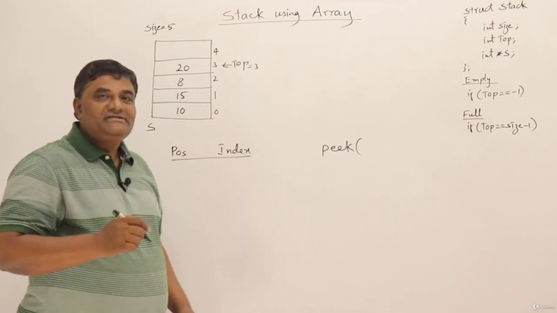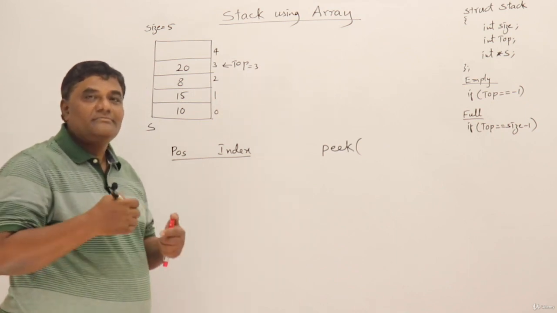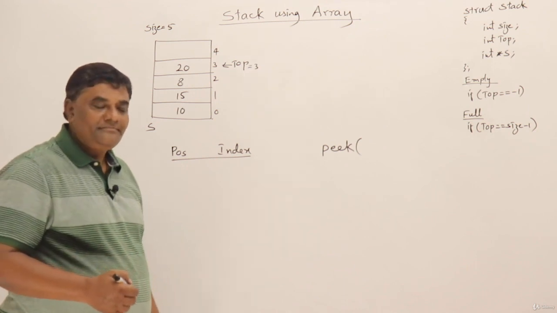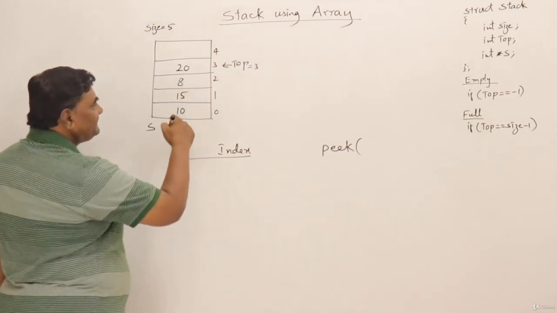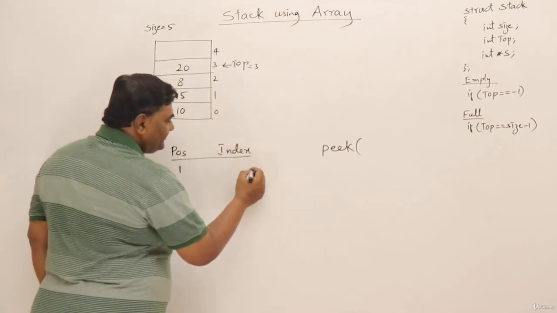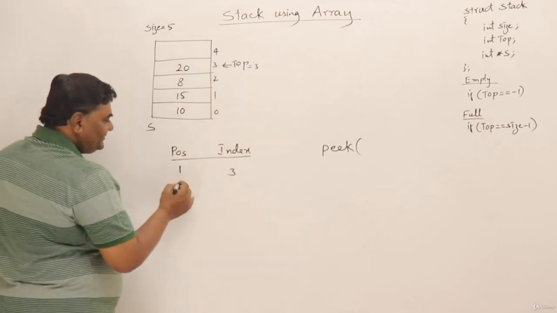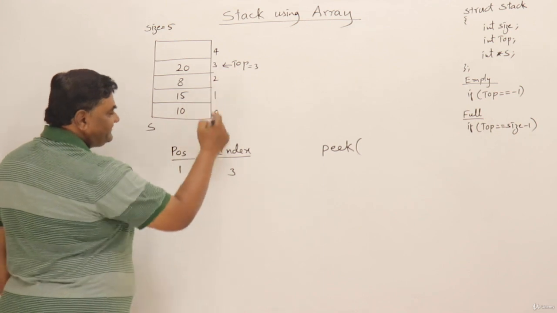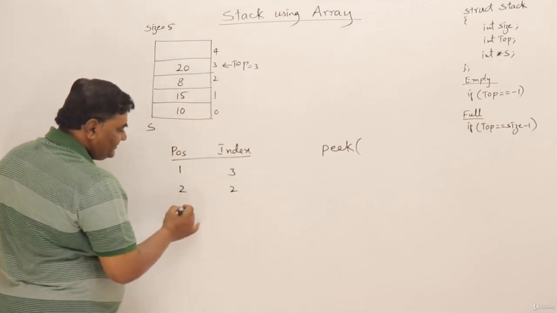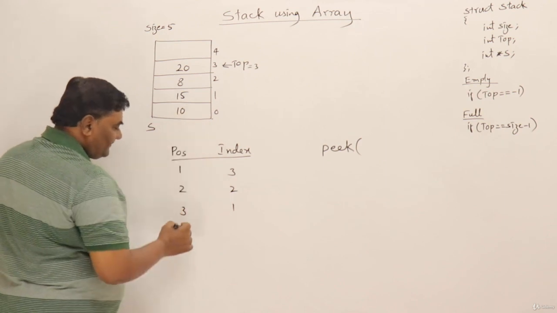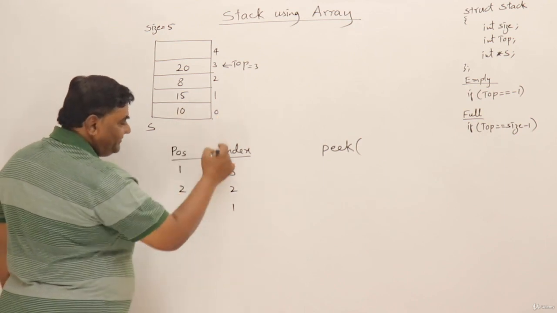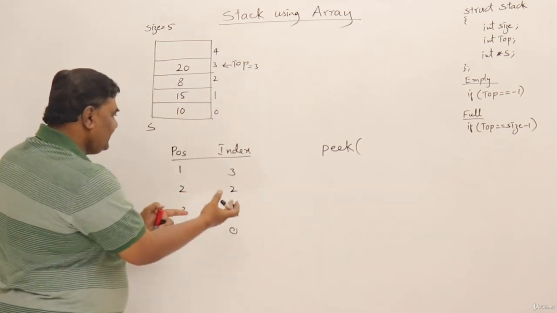Let us take some examples and study how we can build up a formula for this one. If I say position 1, then what should be the index? 3. It should be 3. If I say position 2, then what should be the index? 2. If I say position 3, then the index should be 1. If I say position 4, then the index should be 0. How can I obtain this?